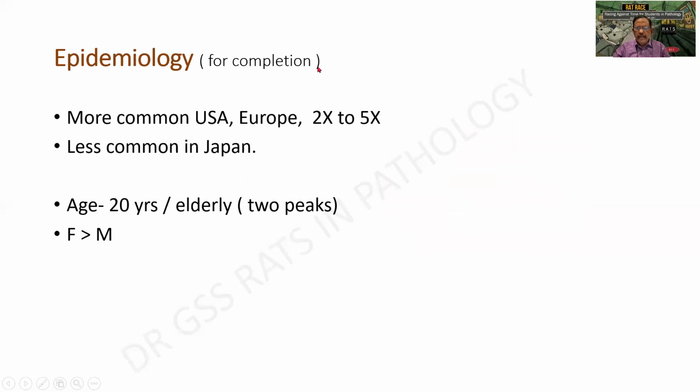Epidemiology. Some of the headings are for completion only. More common in the US and Europe, and it will be 2 to 5 times more common than the rest of the world. And it is less common in Japan. Age, there are two peaks, 20 years as well as the elderly. And females are generally more prone than males. Please remember this as a dictum: any of the immunological diseases, autoimmune diseases, females are more prone than males.